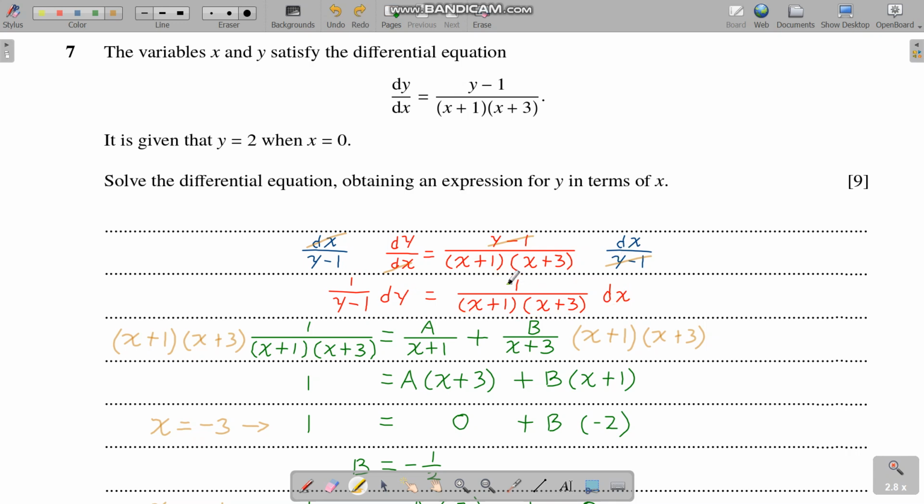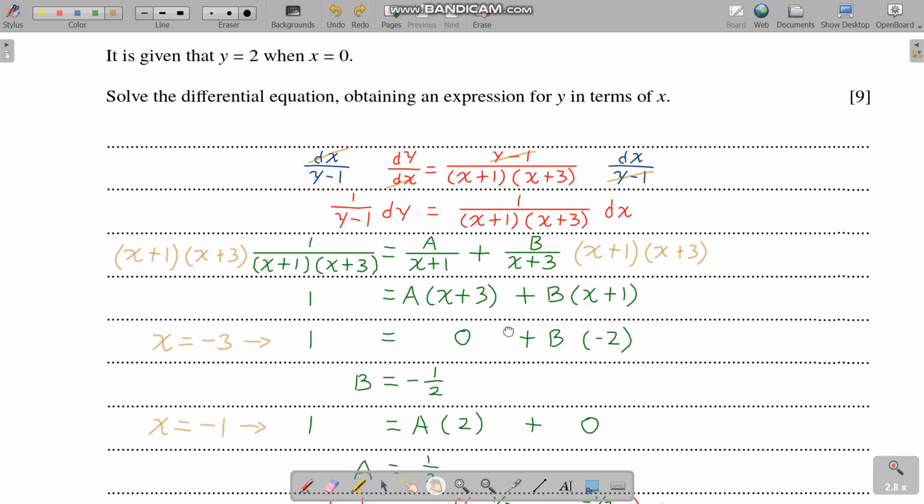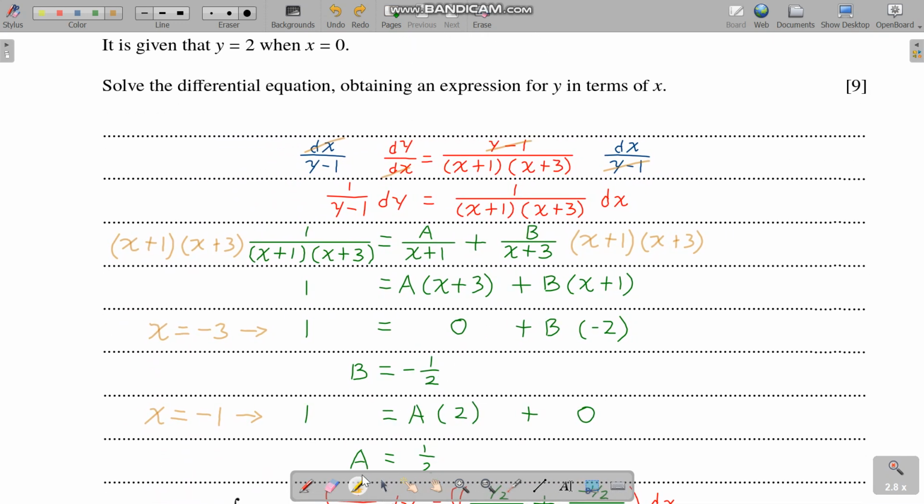So now we have to use the partial fractions because we can integrate the left hand side, no problem. Problem is when we integrate the right hand side, there's no formula for this. We have to use partial fractions decomposition first. So this is the partial fractions decomposition part.